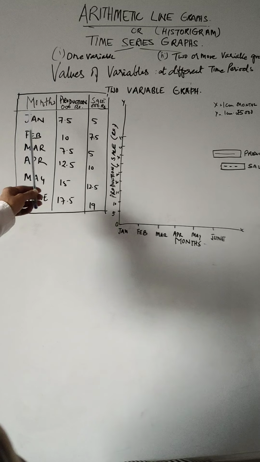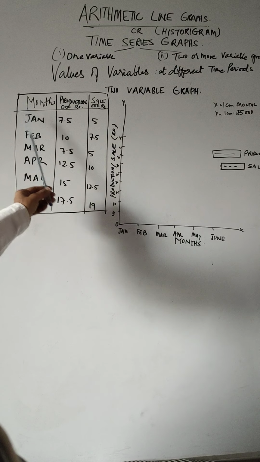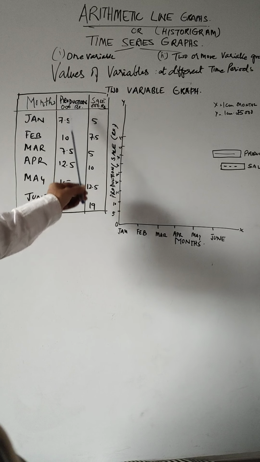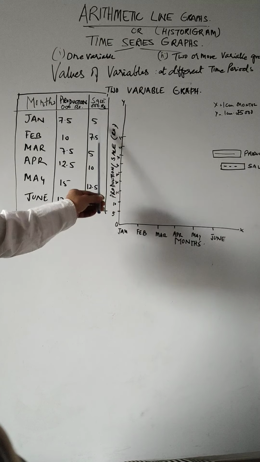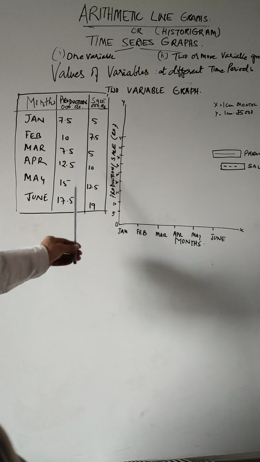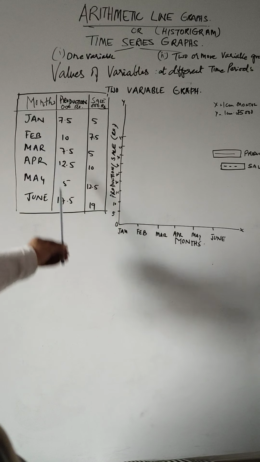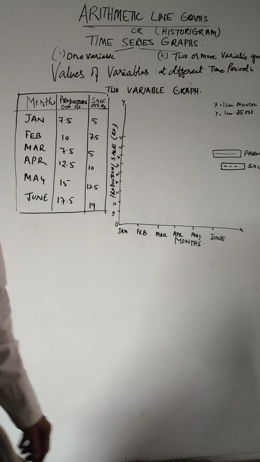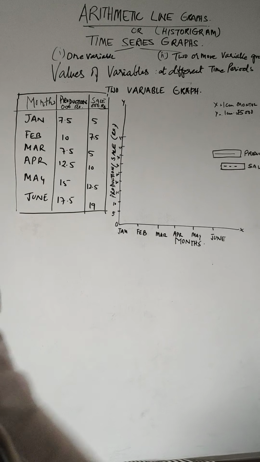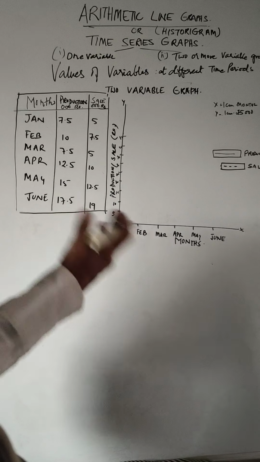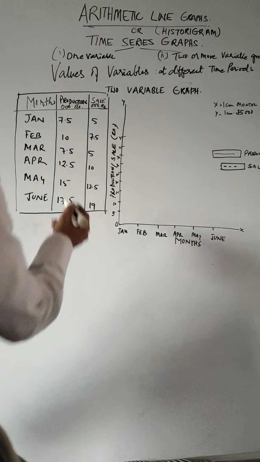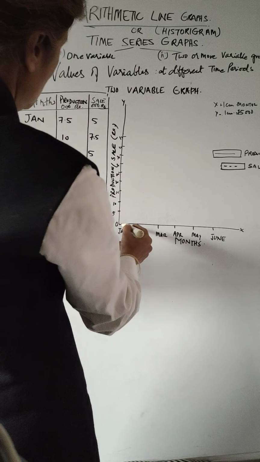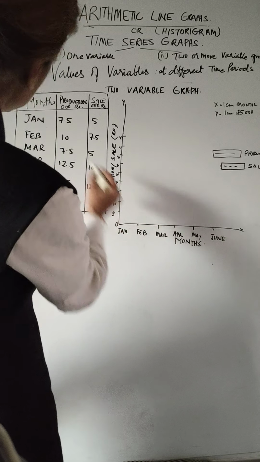They are similar units, represented in thousands of rupees. In January, the production was 7.5 thousand rupees worth, the sale was 5,000 rupees, and so on. You have to put these dots, and that is how you get the production. Let me take one or two examples so that you understand how to go about it. Let's take the production.